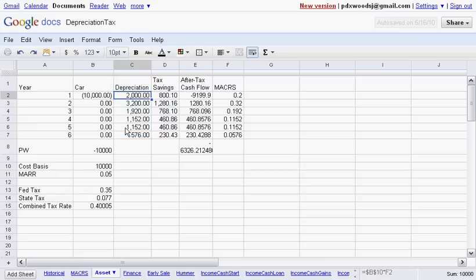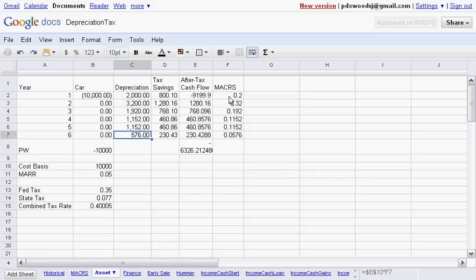Because it's an automobile, you know it's a 5-year asset. This column right here is that modified accelerated cost recovery system table that you've seen a couple of times before. In order to get the depreciation each year, all you're doing, if you take a look at the formula here, is taking the cost basis, which is $10,000 down here, and multiplying it by that fraction of the cost basis you take as depreciation each year that's given in the table. So the first year you get $2,000 worth of depreciation. The second year you get $3,200. The third year you get $1,920, and so on down the line.